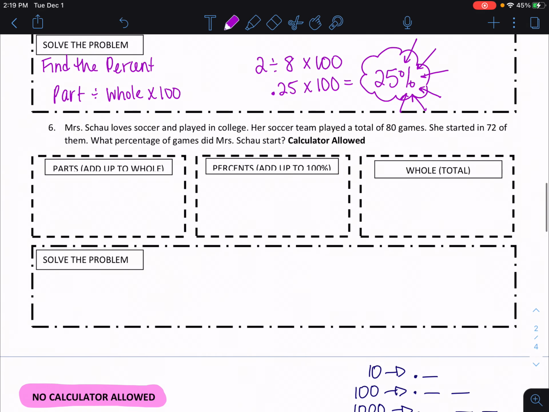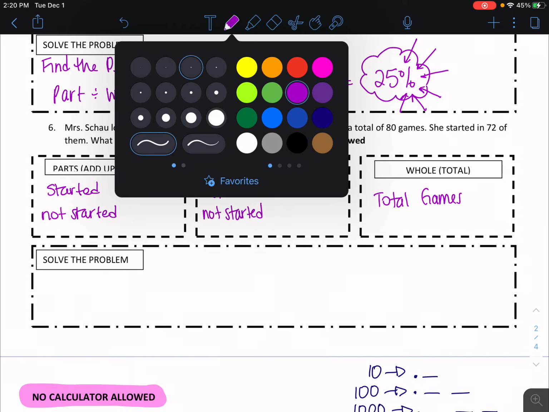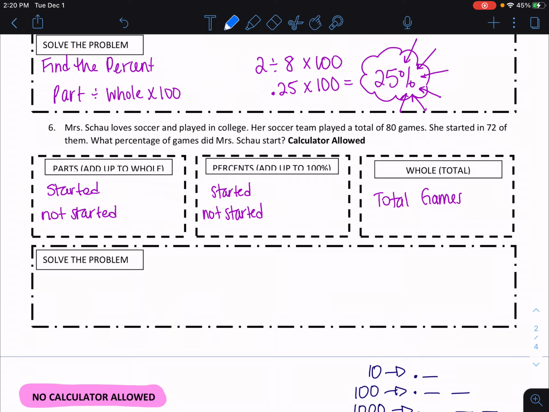Okay, number 6 says Mrs. Shaw loves soccer and played in college. Her team played a total of 80 games, and she started in 72 of them. What percentage of games did Mrs. Shaw start? So we have the ones where she started and where she didn't start. Okay, and then we have total games. So her team played a total of 80 games. So I have 80 games.